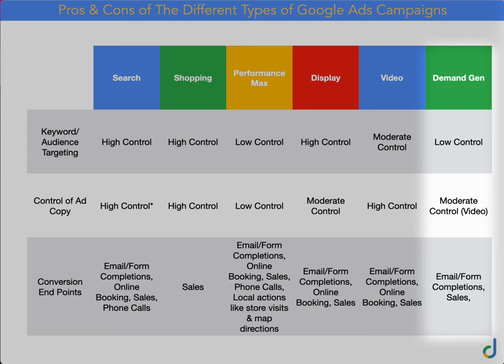Now, for conversion endpoints, with all of these campaigns, the one that's the real difference is really shopping. And because the shopping is really only for sales only. With all the other campaign types, you can make arguments that you can do email form completions, phone calls, all of those things. But for shopping, very much driven by sales.